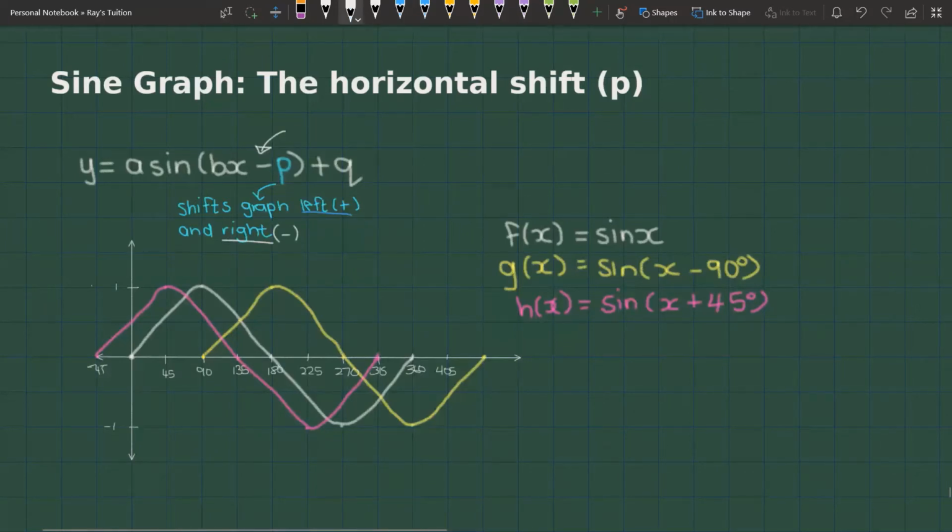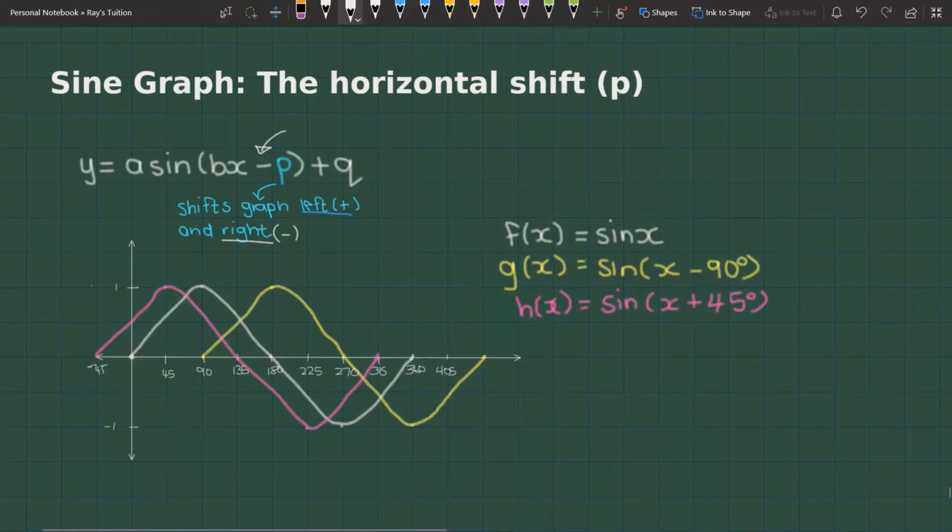So let us have a diagram. Look at the diagram. So here in white we have the original sine graph. So f of x is equal to sine x. As you see, it goes through the very usual points that we spoke about in the earlier program.